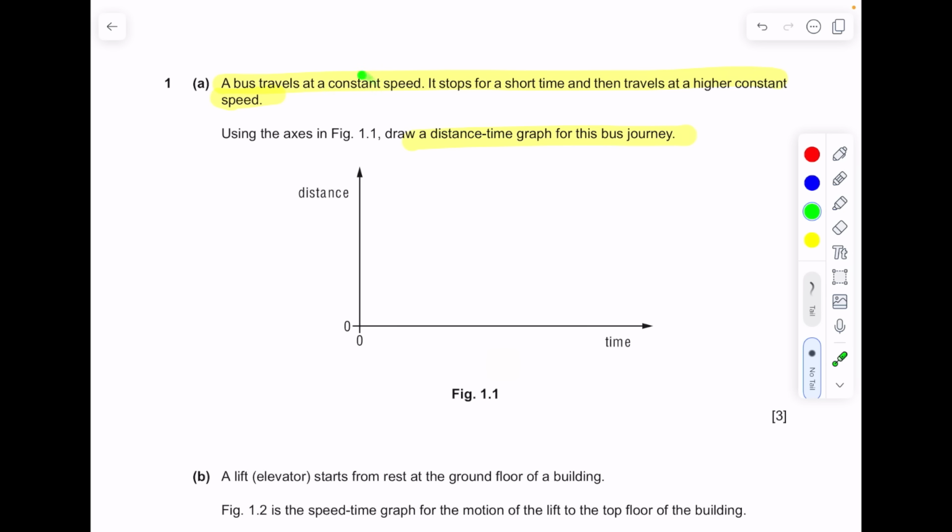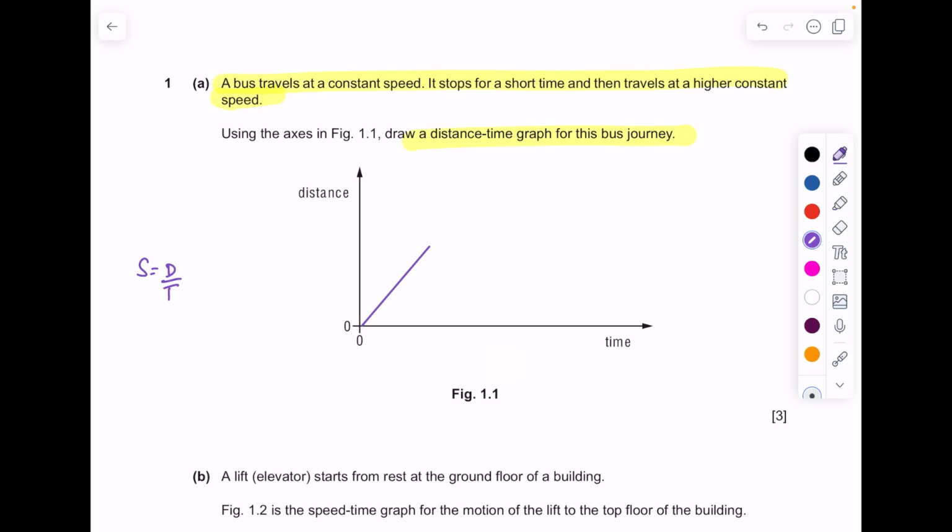So initially it's travelling at a constant speed. Remember, speed equals distance over time. So what we need is a positive gradient, and because it's constant, we need that line to be straight. They're not going to be particularly fussy about what gradient you use.